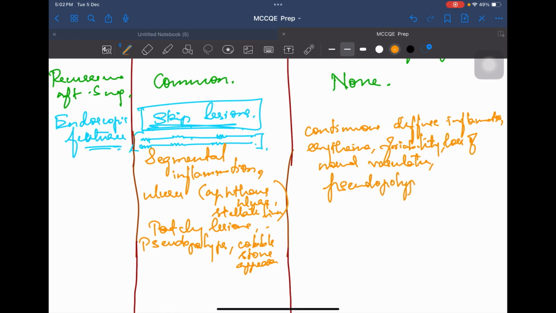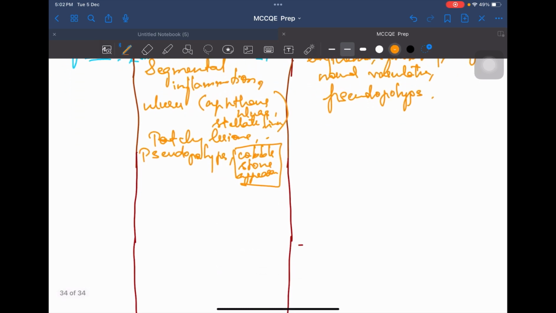Polyps are usually present in both, but the major difference is there will be segmental inflammation in case of Crohn's disease and continuous diffuse inflammation in case of ulcerative colitis, and there will be ulcerations like aphthous ulcers, all of those in case of Crohn's. But here, along with the ulcers, you will find erythema, friability, and loss of normal vasculature, also pseudopolyps. Cobblestone appearance is present in Crohn's disease and not in ulcerative colitis. Remember that. What about histological features?